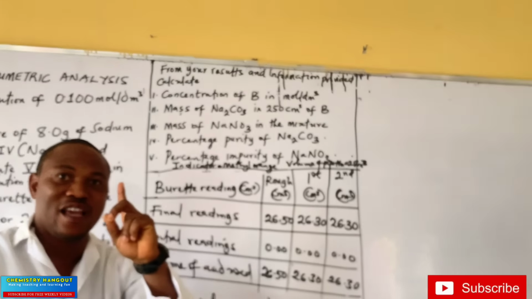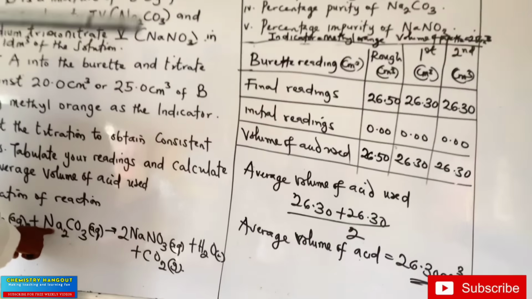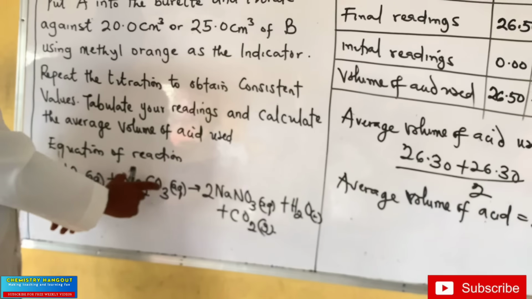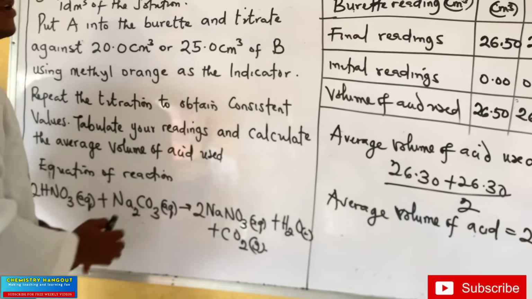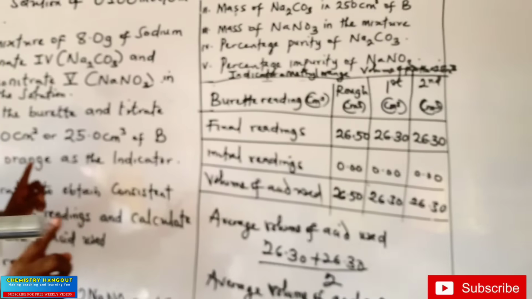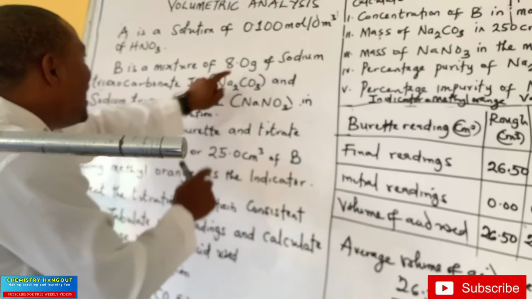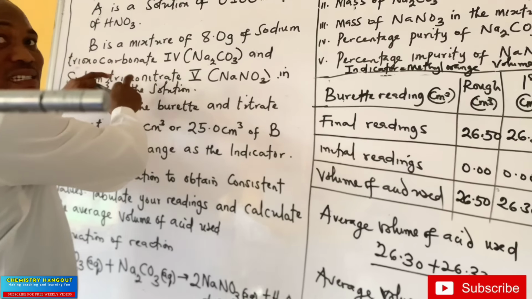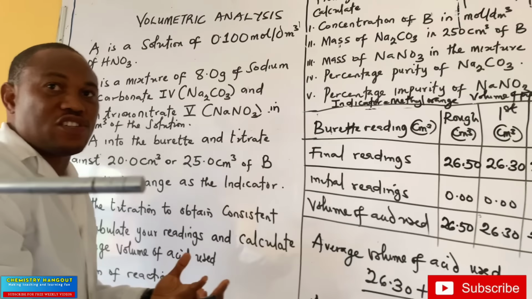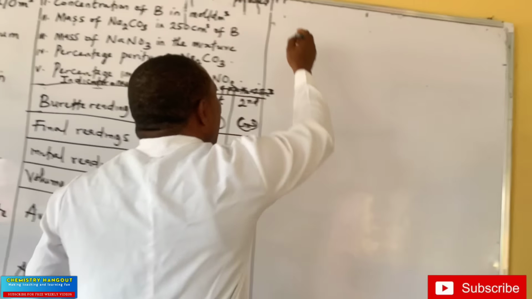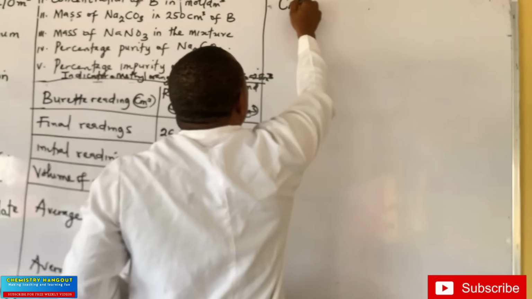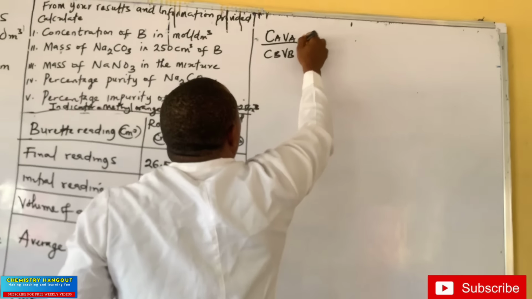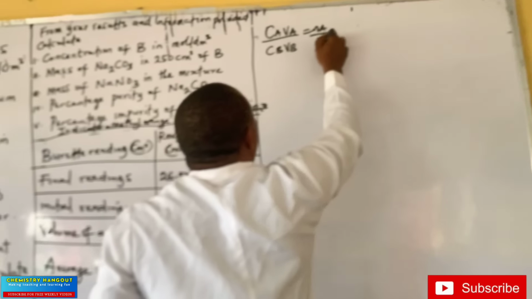But they're now saying calculate the concentration of B. And I said something before I started that this one will be the one that is reacting with the HNO3. Does that make sense? So I'm calculating the concentration of this now. If you look at the question, they did not give us any hint about B because it said B is a mixture of this and this. So how do we calculate the concentration of B in mole per dm cube? I can use my formula. We have always done that. CAVA over CBVB equals NA over NB.